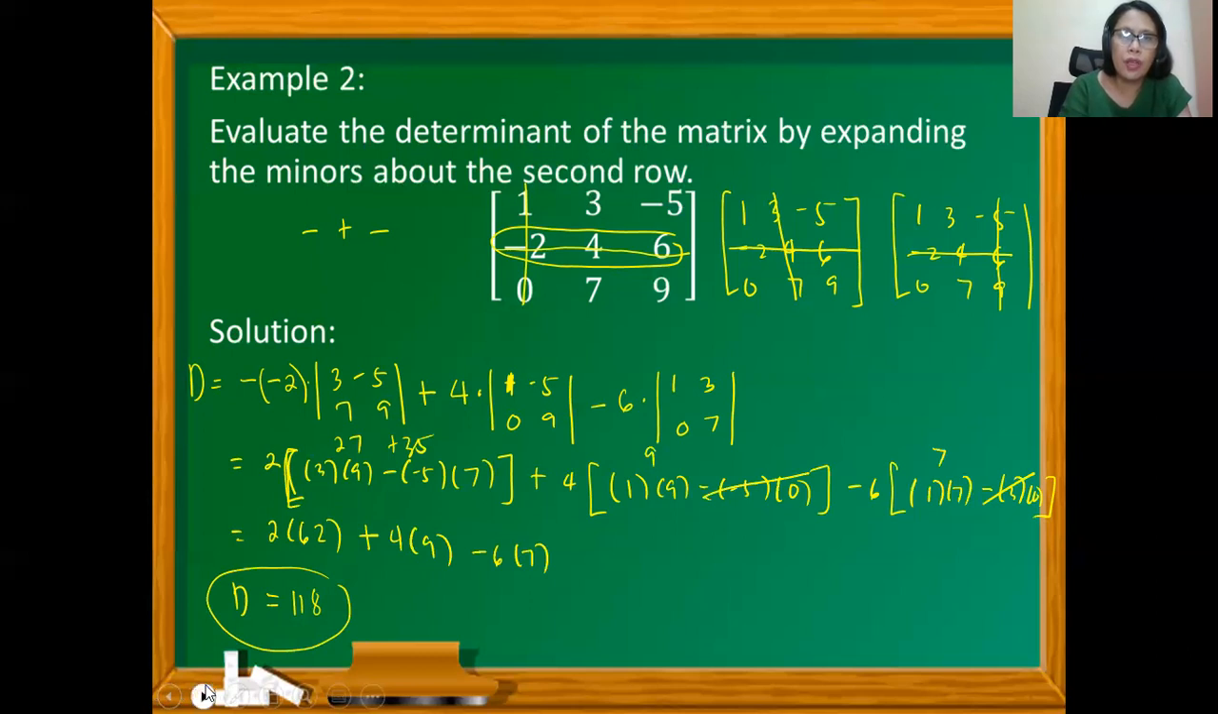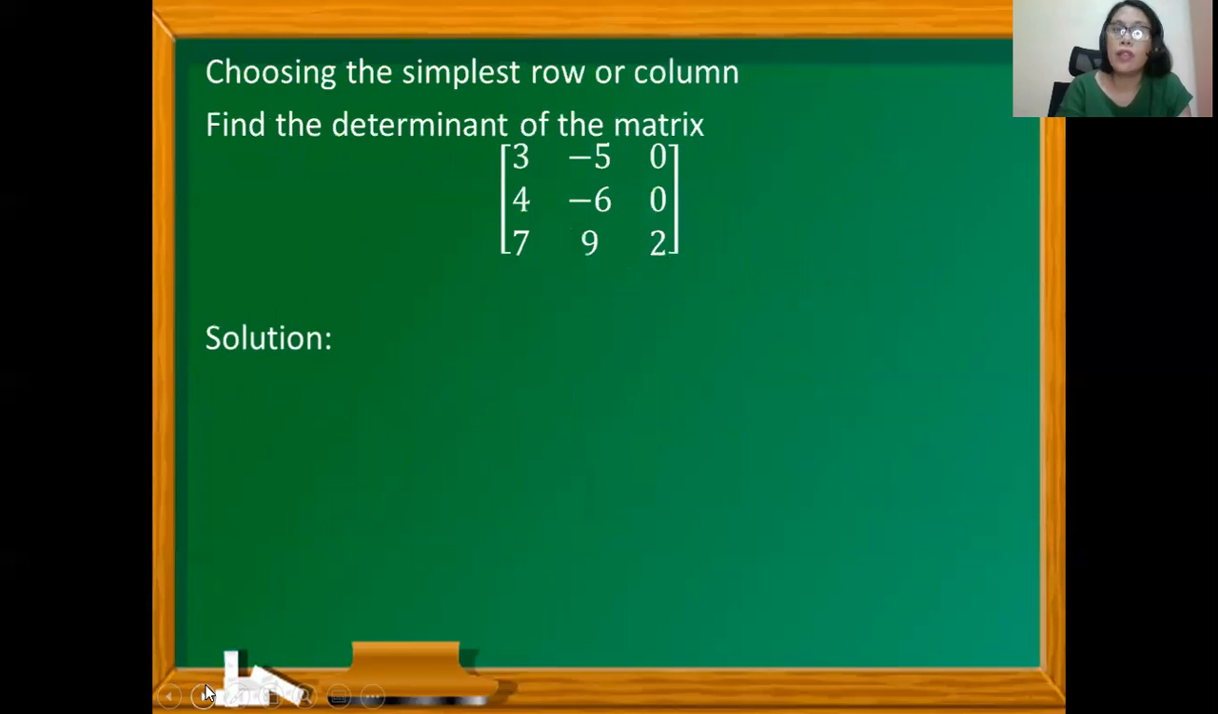So number 3 example. This time we're going to choose the simplest row or column. So the simplest column should be this column since this involves zero. And we know that it's easier for us to multiply an expression by zero. So we can easily work on the determinant of this 3 by 3 matrix.